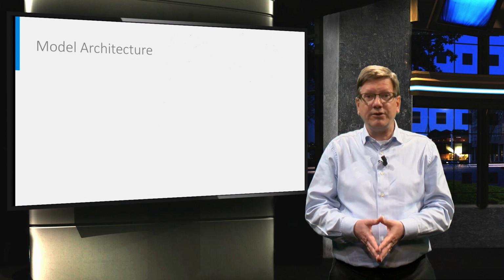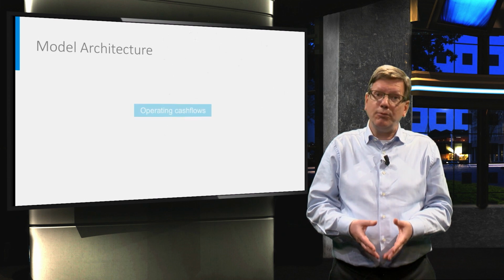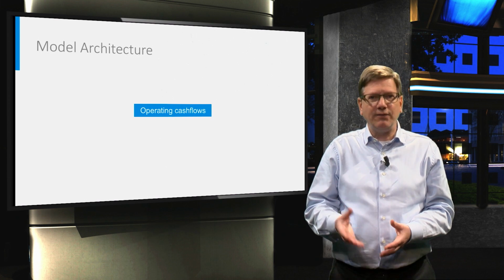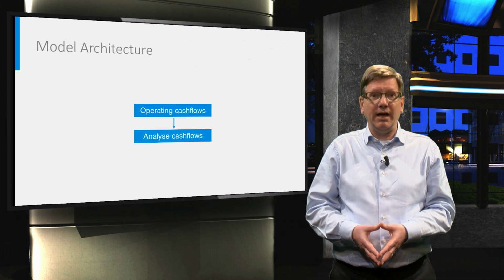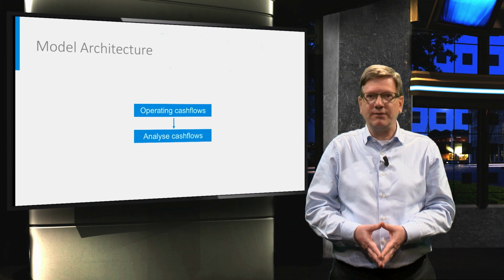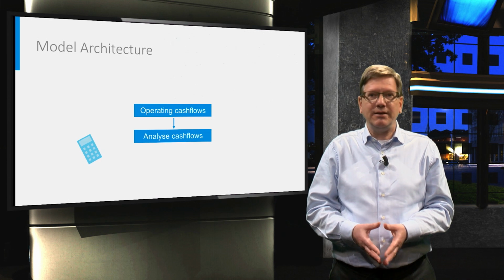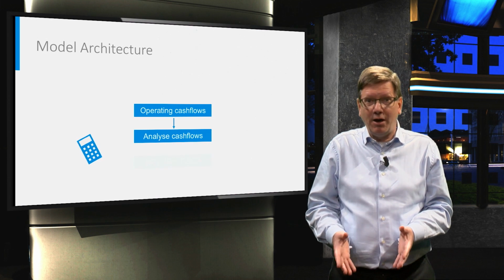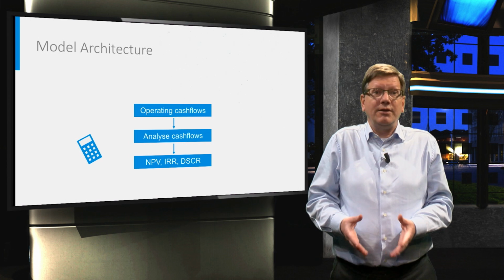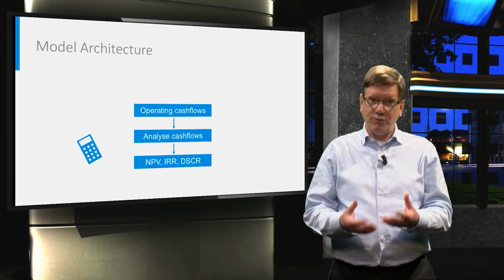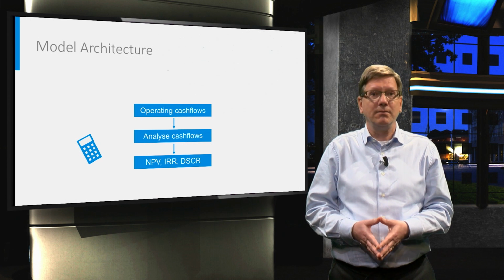In order to do all this, the model needs to generate accurate outputs. These are cash flows, and the model analyzes these cash flows. It needs to calculate the expected NPV, IRR and DSCR to determine if these are good enough to draw in the funding that we need.